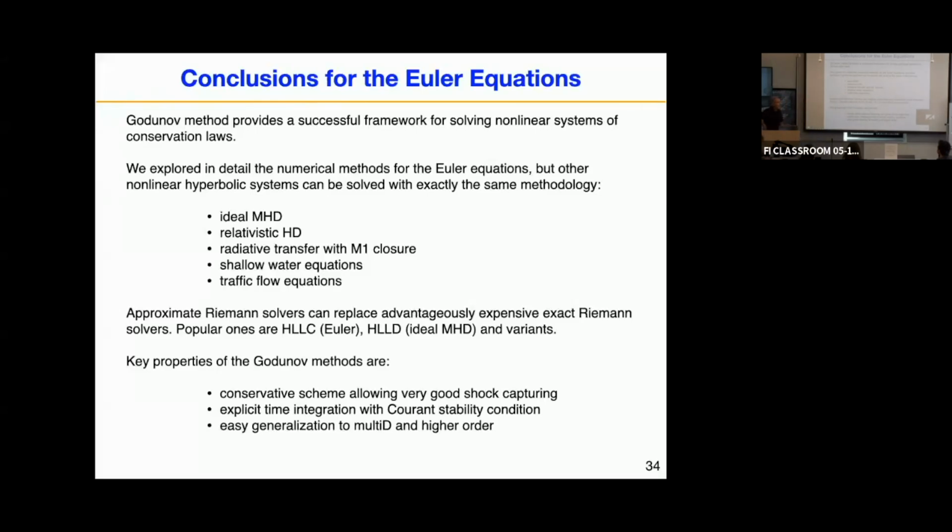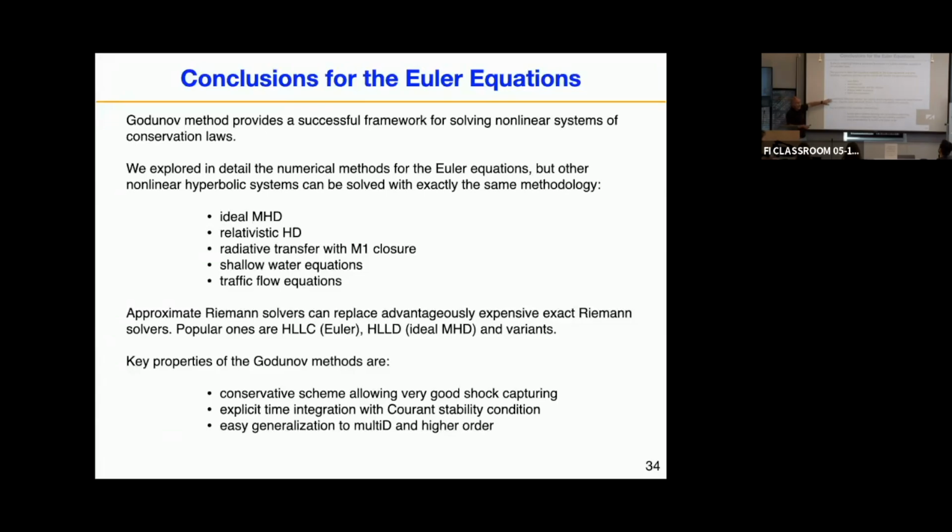of conservation laws. Some of those systems are not strictly hyperbolic, meaning that they can have eigenvalues which are equal. For strictly hyperbolic systems, the eigenvalues are all different. So the Euler equations are strictly hyperbolic. Right? But ideal MHD, for example, is not strictly hyperbolic. In some conditions, you can have eigenvalues which are equal. And that's a bit nasty. Right? This brings some complication.